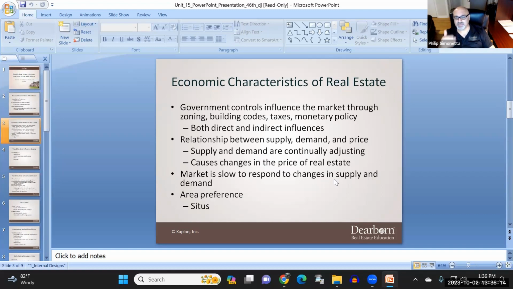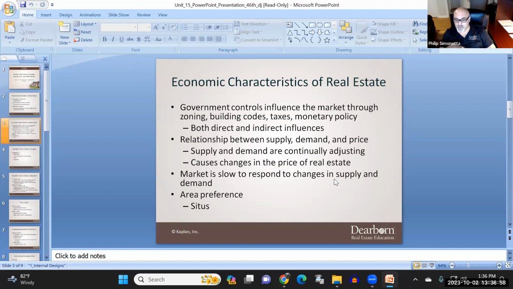The economic characteristics of real estate. Government controls influence the market through zoning, building codes, taxes, and monetary policy. They have both direct and indirect influences. The relationship between supply, demand, and price affect everything. So supply and demand are continually changing. Like right now, there's less houses on the market, there's less buyers. It's always changing. It causes the changes in the price of real estate. So if there's not enough houses and a lot of people buying, the prices go up. If there's a lot of houses and less buyers, the prices go down, right?